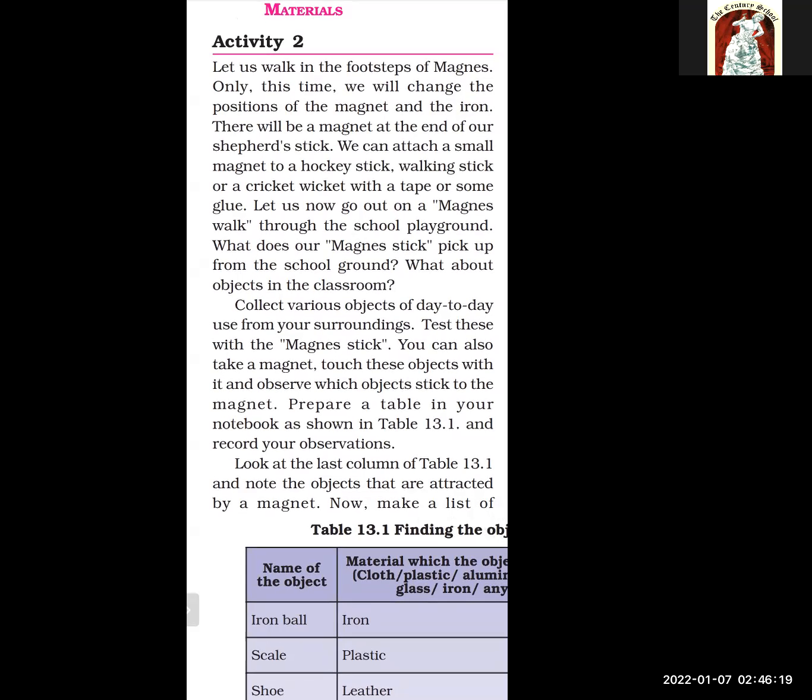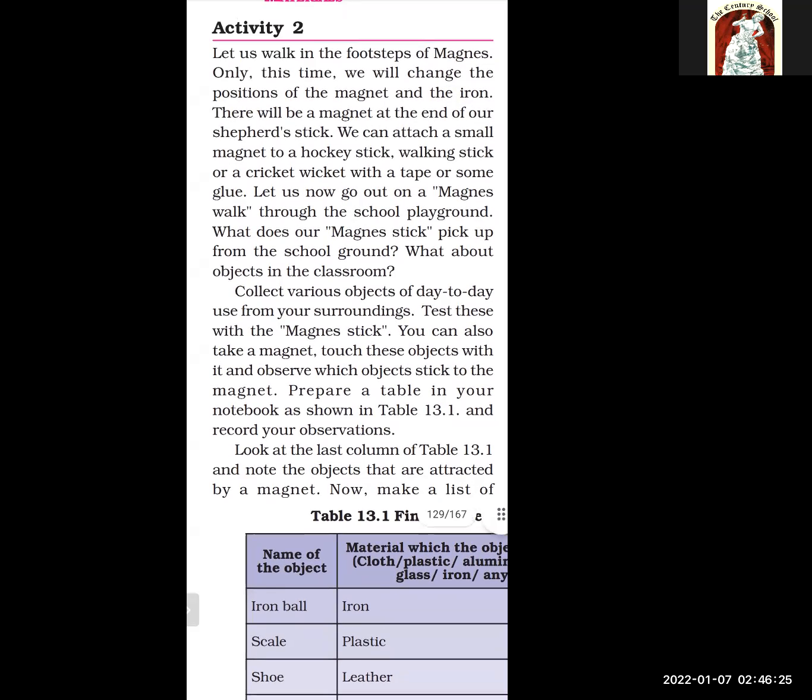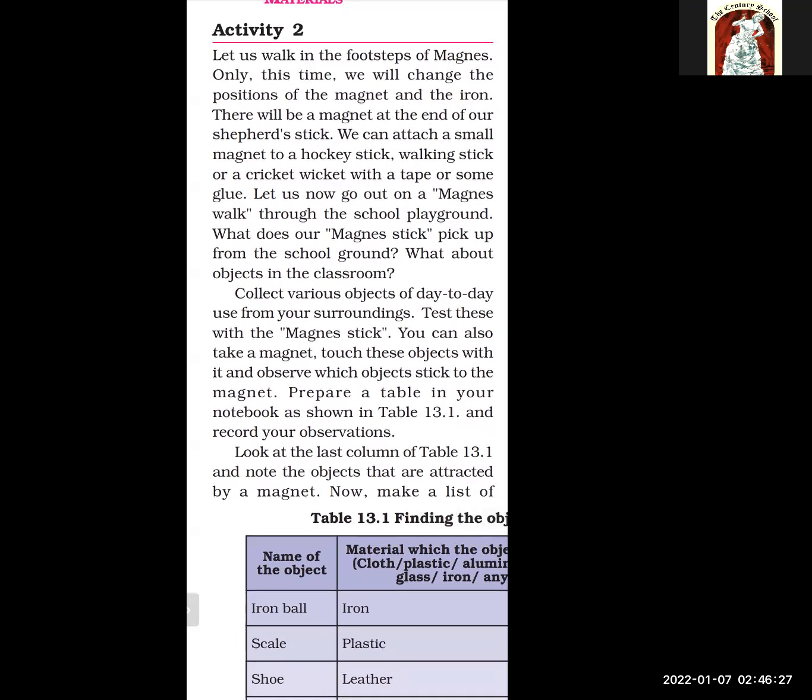Then we will go in the school playground, and use a stick, and move this stick around the school playground and collect different materials. This stick is called a magnet stick. Different materials attach to the magnet, and different materials do not attach to the magnet.